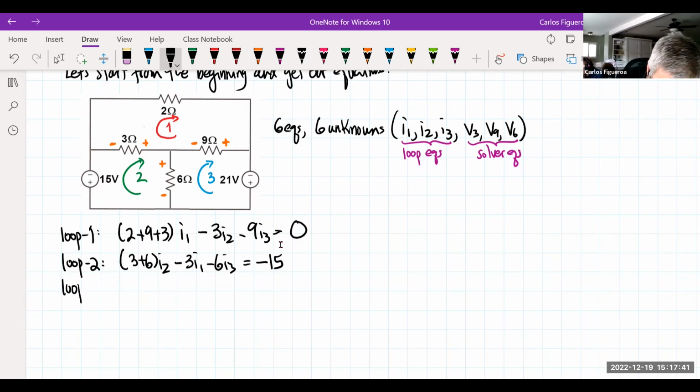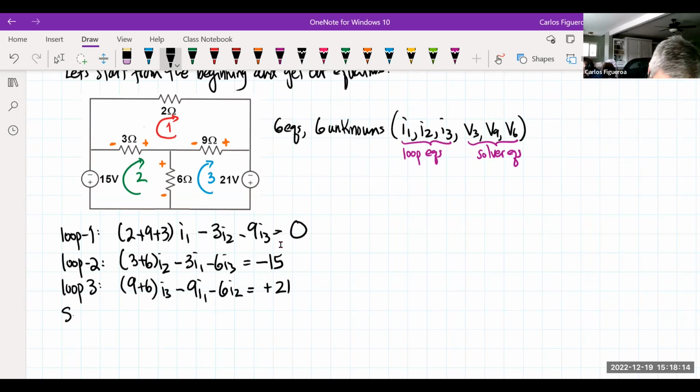Let's look at loop 3. Loop 3 here tells me that I have 2 resistors in combination. So this is going to be 9 plus 6, times I3, minus the mutuals. Note that there's the 9 with 1, and then there's the 6 with 2. Now let's look at the voltage sources. If it's on the left side, I get a negative sign, but if I take it to the other side, I get a positive sign. So I get positive 21. Right? So now I have 3 solvers.